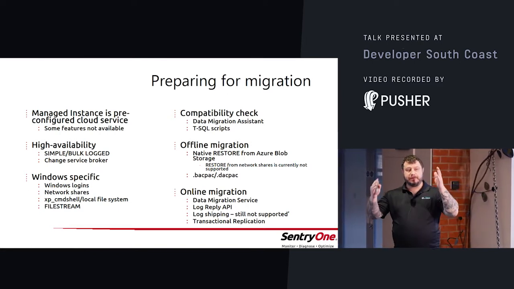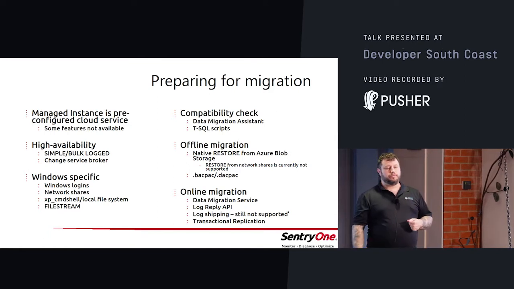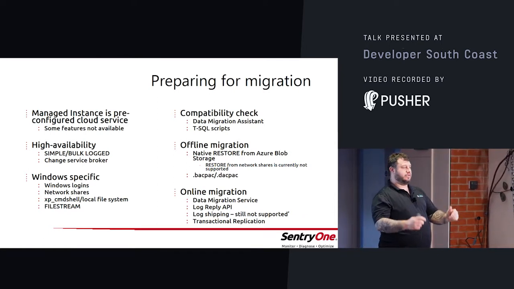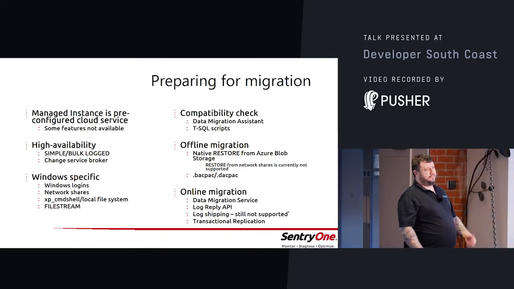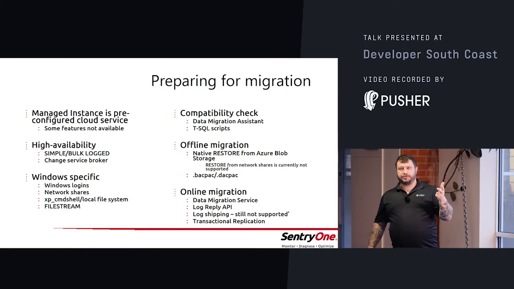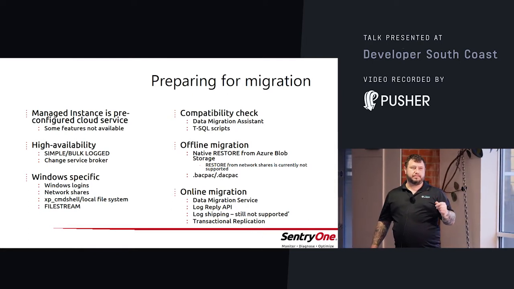Now this is a fun one. File stream will not work on the general purpose platform. The reason being is that you need local storage, because you're essentially dealing with network attached storage. Doesn't work. So if you're using file table, file stream, also Hekaton, the in-memory engine, relies on file stream-like capabilities, okay?